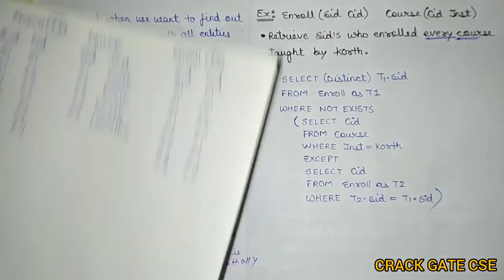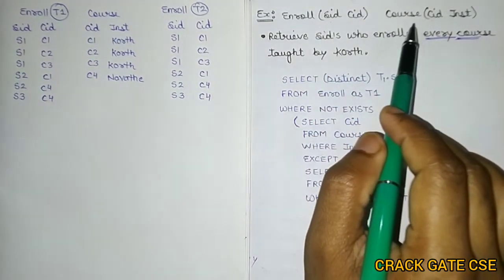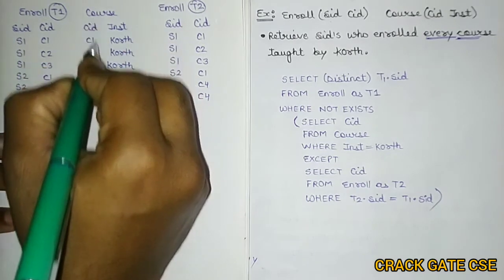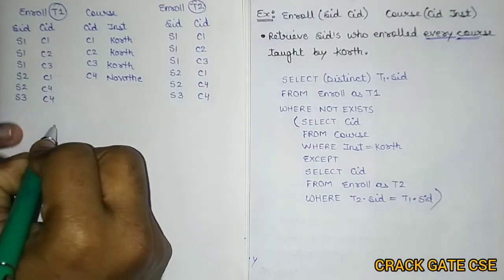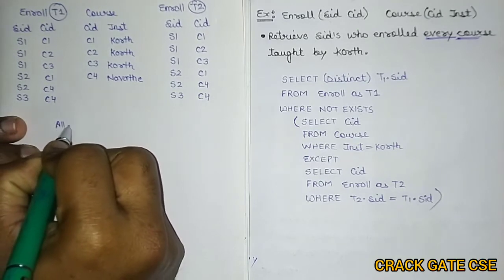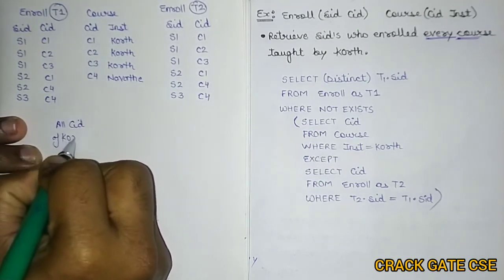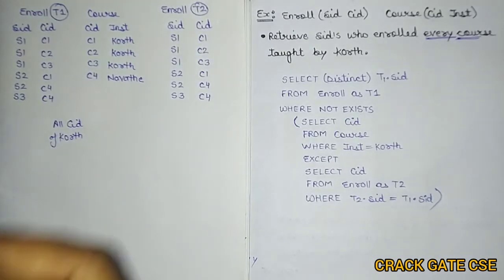So I took an example. I took some values in this enroll and course table. So this is the given table. Now let's try to understand how it will give you the respective answer. From this course table, let me tell you how basically internally it works. First of all, it will take all course IDs of course instructor.